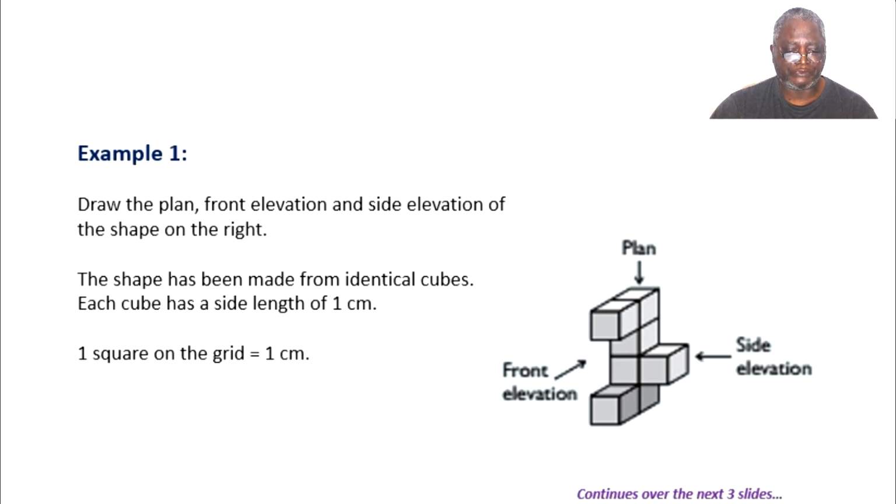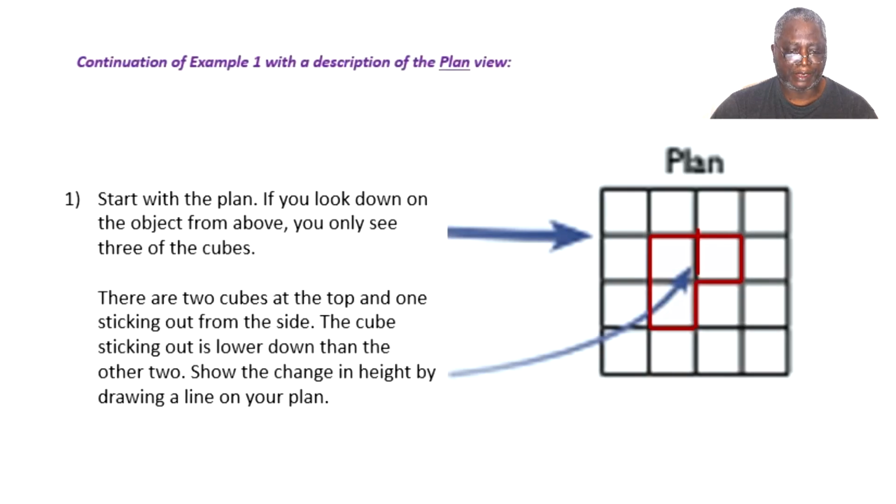Draw a plan, front elevation and side elevation of the shape on the right. The shape has been made from identical cubes. Each cube has a side length of 1 centimeter. 1 square on the grid is equal to 1 centimeter. Start with a plan. If you look down on the object from above, you only see 3 of the cubes. Please look at the image on the right. There are 2 cubes at the top and 1 sticking out from the side.